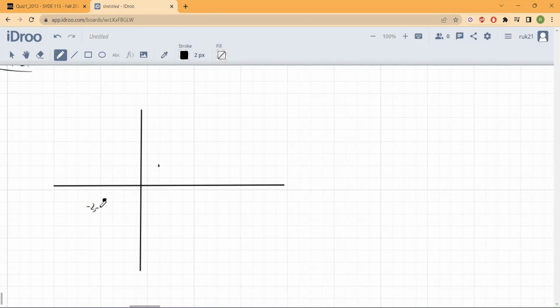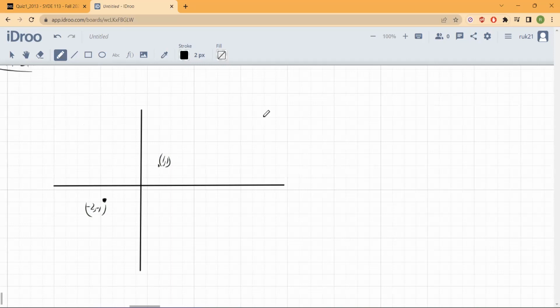Just mark it -2, -1. And then this is 1, 1. Of course, you would be more precise if drawing on a test, but this is just about right. And then what we need to find is R2 distance and R1. And I'm just going to find Chebyshev's distance as well, just so you can do it if you need to on the test.